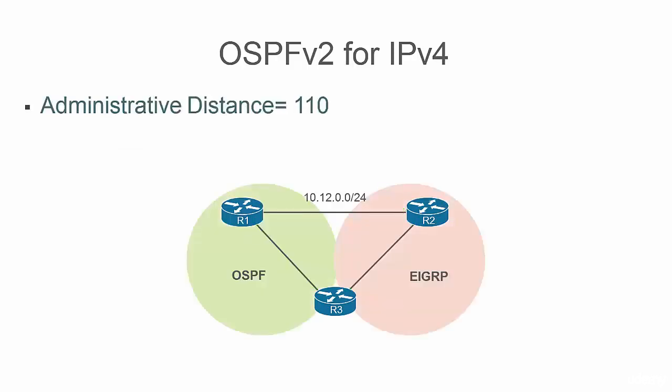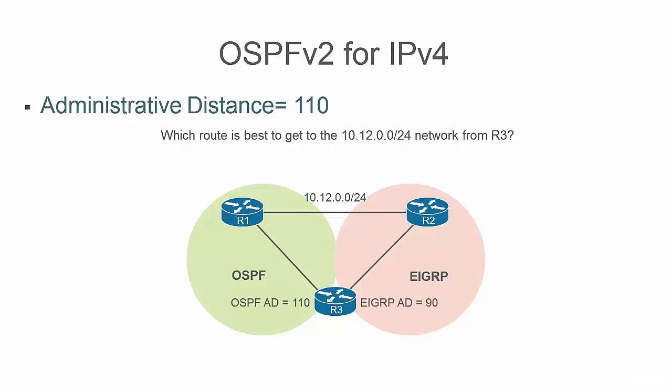The default OSPF administrative distance is 110. So if we look at an example, if R3 learned the 10.12.0.0 route from both R1 and R2, it would choose the best path based on administrative distance. In this example, since EIGRP has the lower administrative distance when compared to OSPF's 110, then unfortunately for OSPF, the EIGRP route would be preferred.